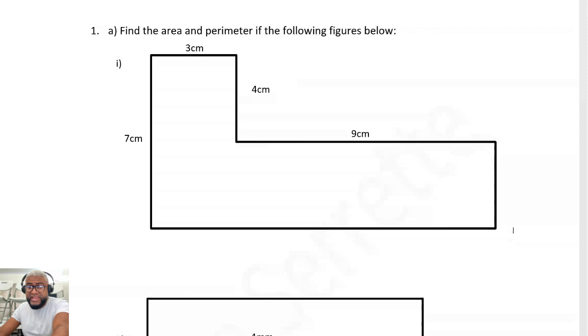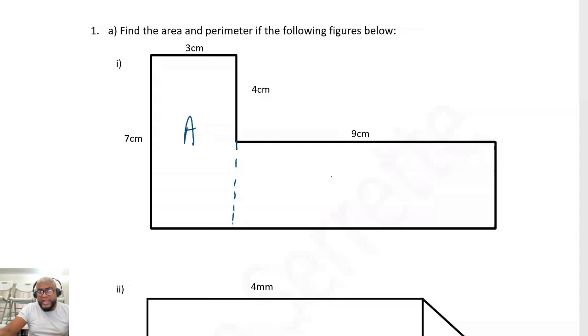They want us to find the area and the perimeter of these two compound shapes. So we're dealing with this one. How did you all split it? We could split this one like here. If you split it a different way, no problem. So this we'll call A, we'll call this B.